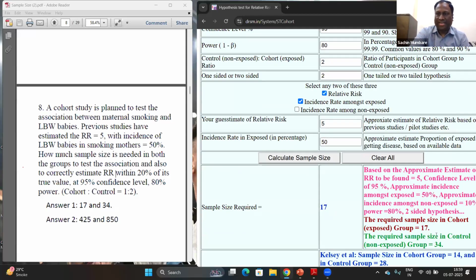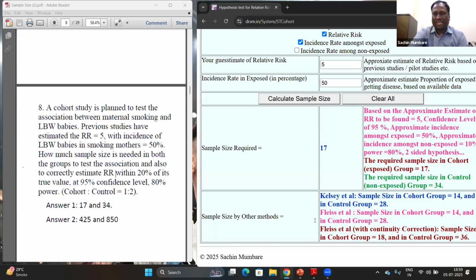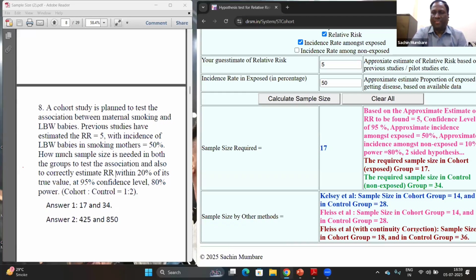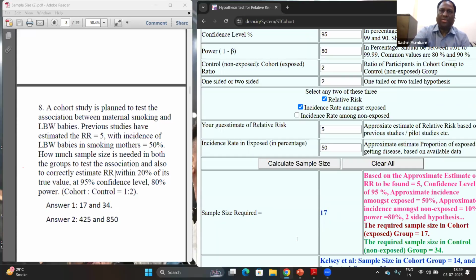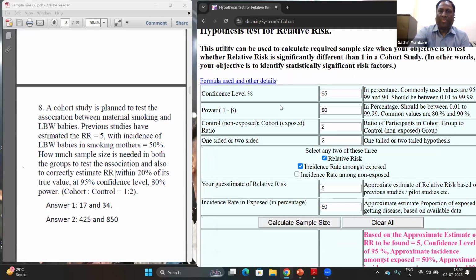So it is 17 and 34 because it is 1:2. The software also gives 34. EP-info uses some different formula, but this software uses the standard formula used by G-Power. And if you want to see which formula is used and other relevant details or help, each and every page is supported with the link of its help.